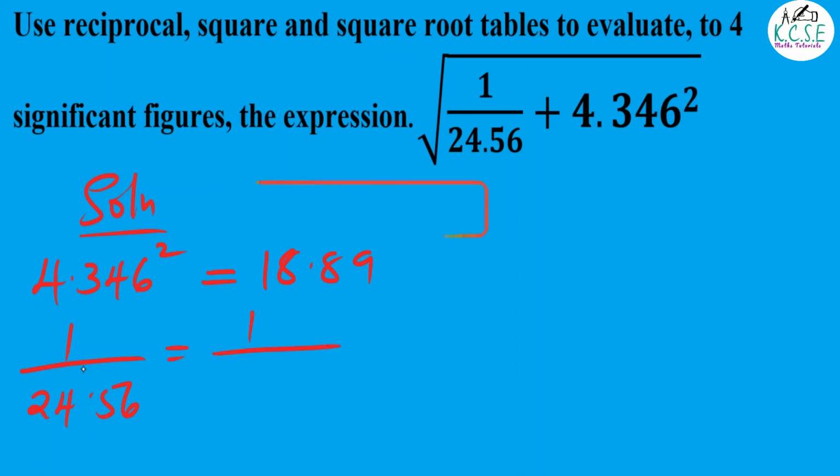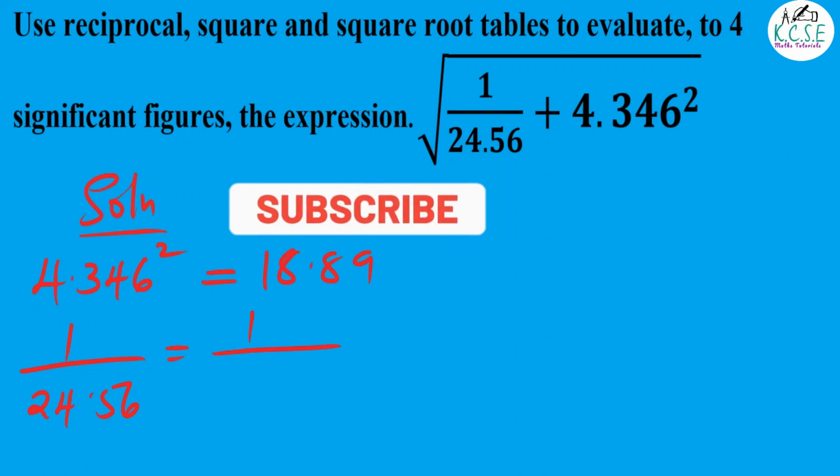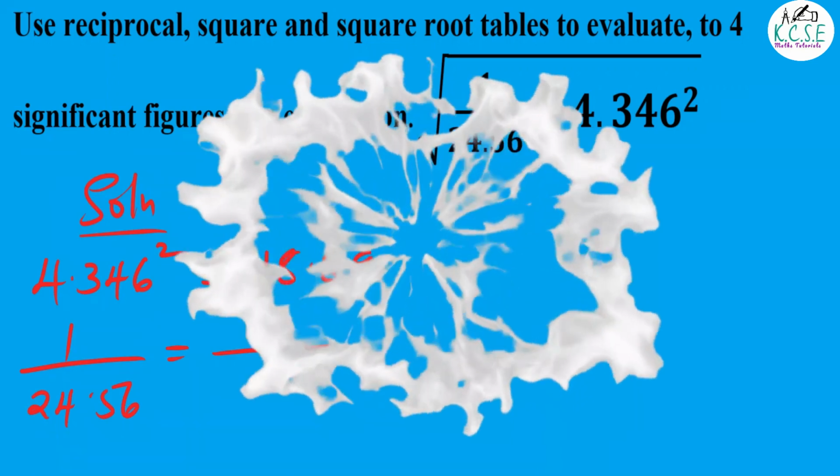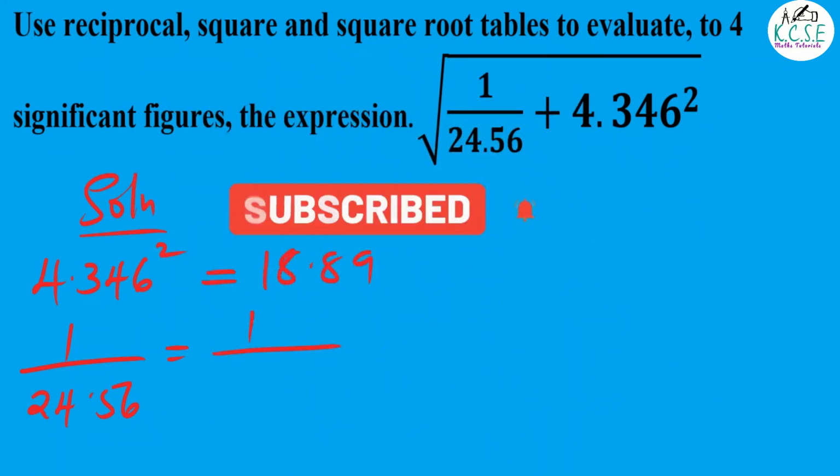You're going to use the tables of reciprocals to work this out, but first we're going to write this one in standard form, since from the tables of reciprocals you only get figures between 1 and 9.999.